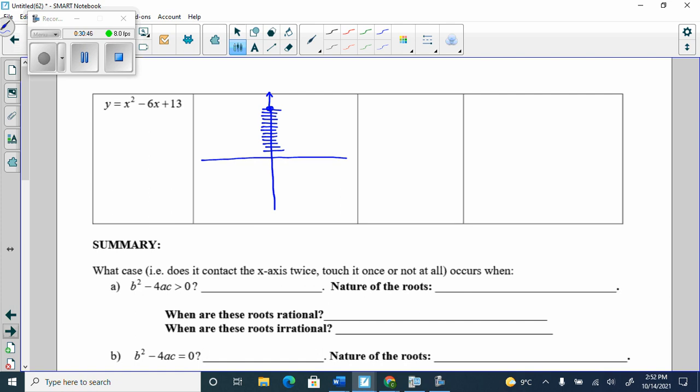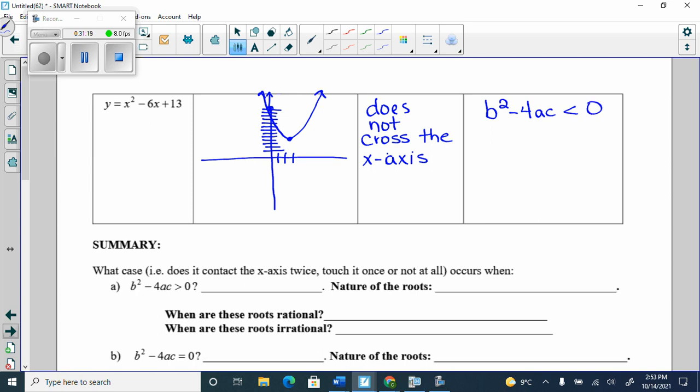Left bound. Right bound, enter. And it's at 3 and 4. So it does not cross the x-axis, which means there can't be any x-intercepts. And in order for it to not have any x-intercepts, what has to be under that square root function? Negative. A negative, so a less than 0, right? Because they can't take the square root of a negative.